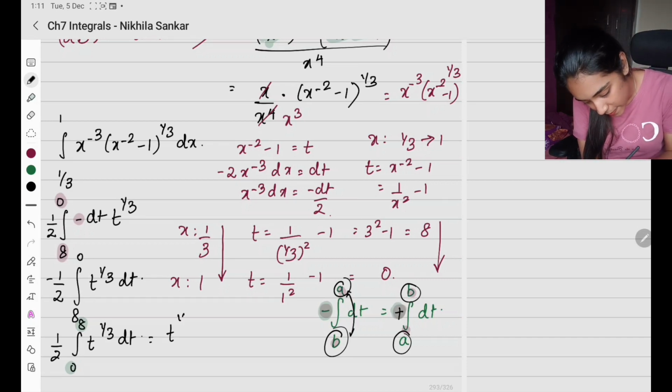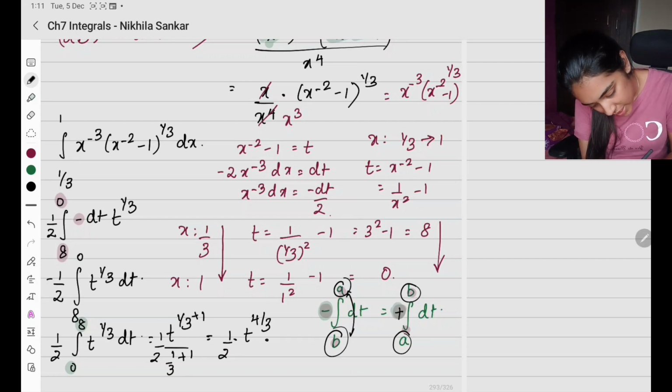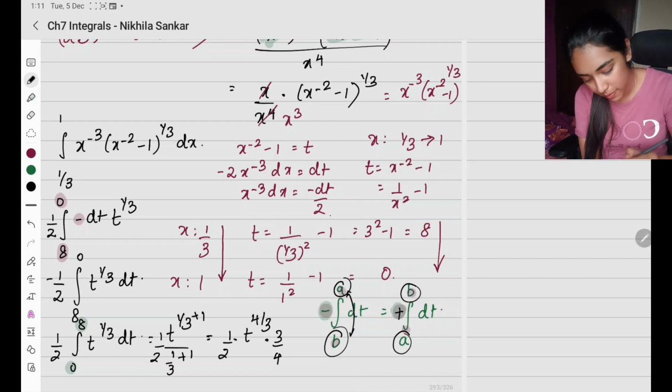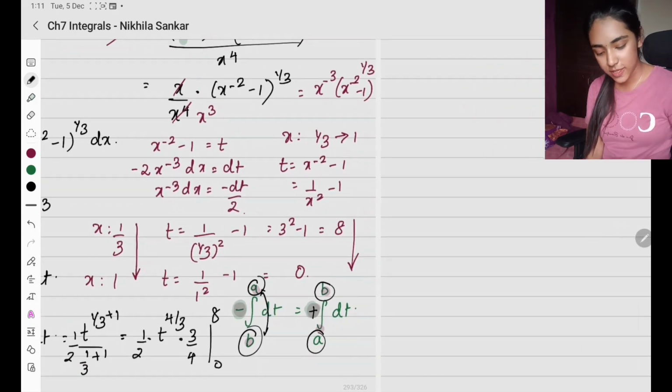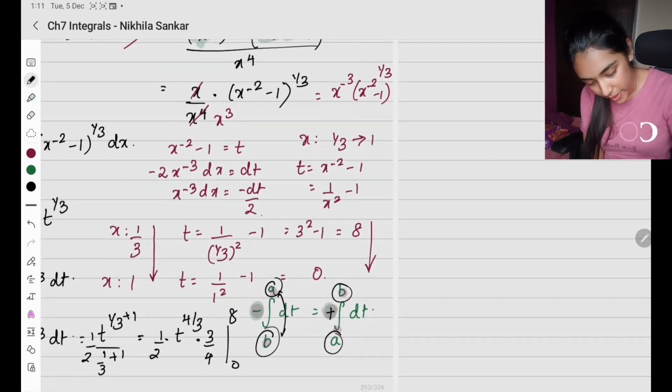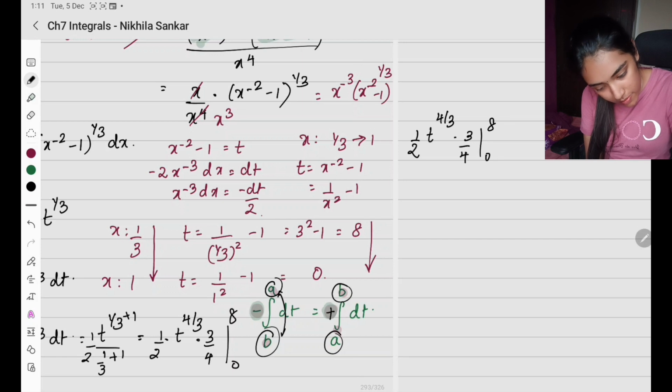So I have t to the power 1 by 3 plus 1, 1 by 3 plus 1. But remember you have a 1 by 2 outside. So this is going to be 1 by 2 times t to the power 1 by 3 plus 1, which is 4 by 3, divided by 4 by 3, which becomes 3 by 4. And I have to substitute the values from 0 to 8. So I have half t to the power 4 by 3 times 3 by 4 from 0 to 8.